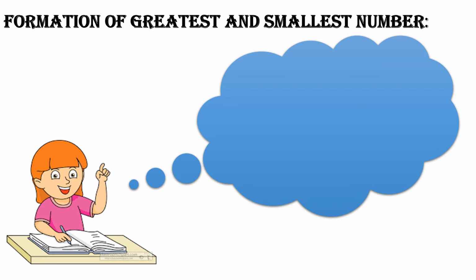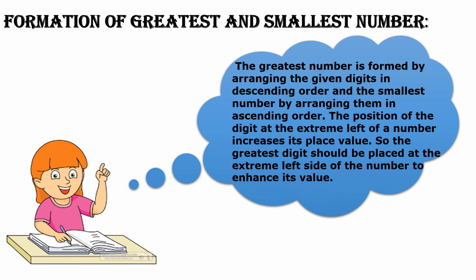Formation of greatest and smallest number. How do we form the greatest and the smallest number? Let's see. The greatest number is formed by arranging the digits in descending order and the smallest number by arranging them in ascending order. The position of the digit at the extreme left of a number increases its place value. So, the greatest digit should be placed at the extreme left side of the number to enhance its value.